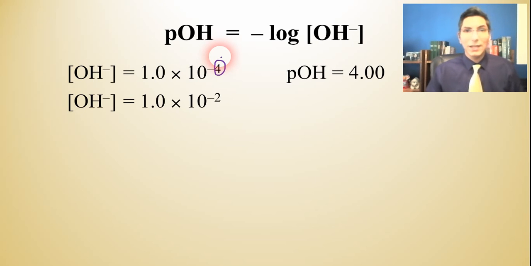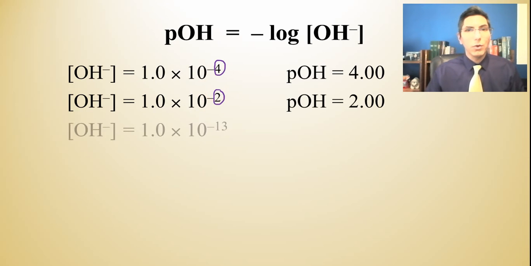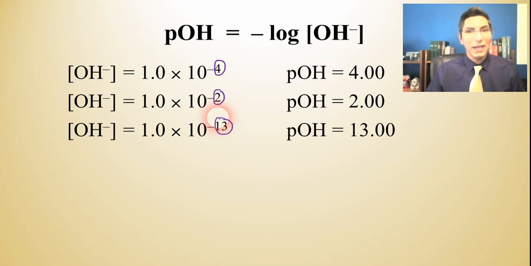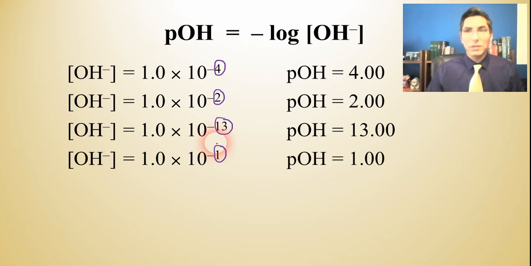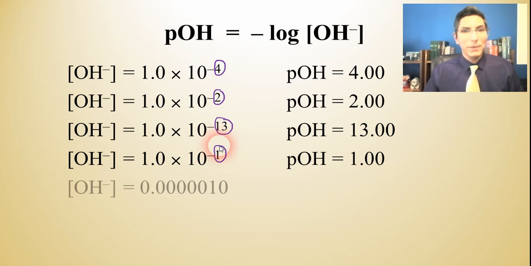Or if the hydroxide ion concentration is 1 times 10 to the minus second, then pOH is just equal to 2, as hopefully you can see. Or if it's 1 times 10 to the minus 13th, then the pOH is 13. Hopefully you can see that. Or if the hydroxide ion concentration is 1 times 10 to the minus first, then the pOH is 1. So this works kind of like the other one did.